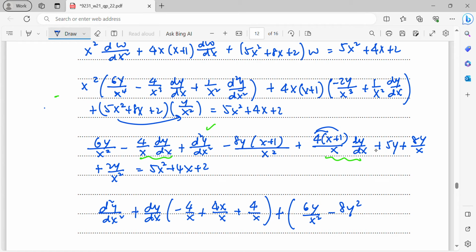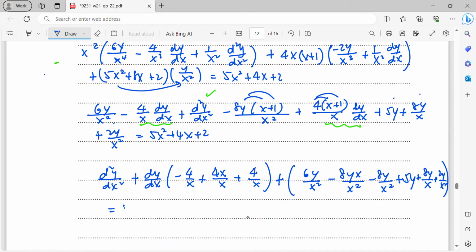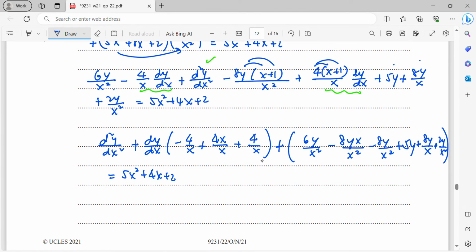minus 8y. This one you do expansion. So when you do expansion, you get 8yx over x squared. Then minus 8y over x squared. Then here 5y. After that, 8y over x plus 2y over x squared. Then equals to 5x squared plus 4x plus 2. Okay, so from here, d squared y over dx squared.